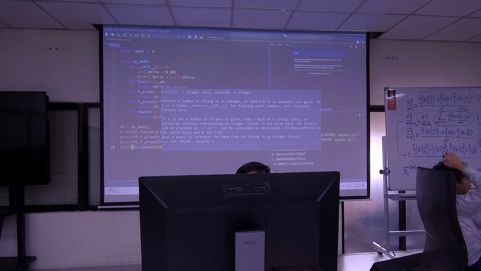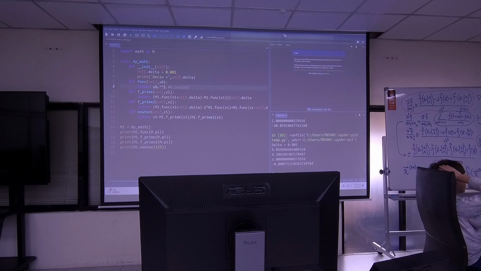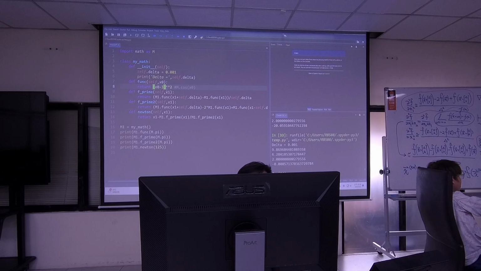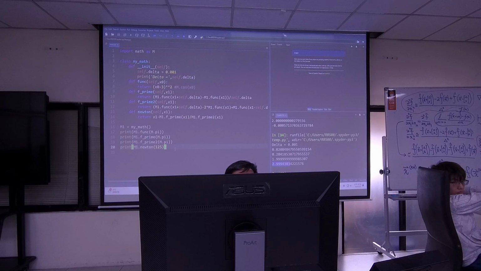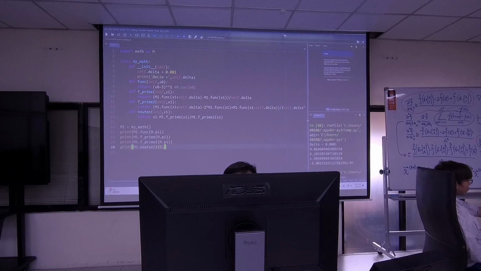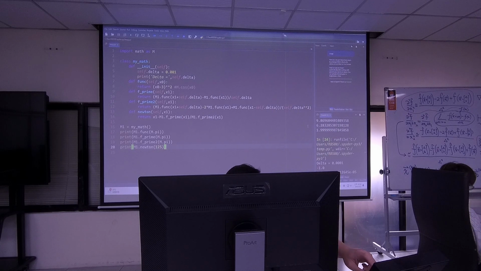How about trying something else? If I say x minus 3, squared, the answer is supposed to be 3, because the minimum point is located at 3. When x equals 3, this function equals 0. So you can see the answer is very close to 3. Okay? So I will share the screen again so you can copy what I have.